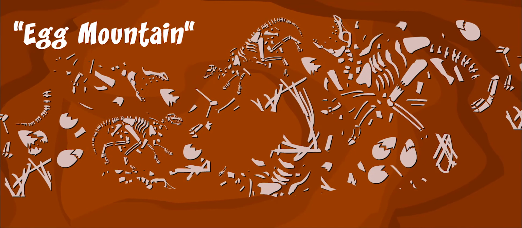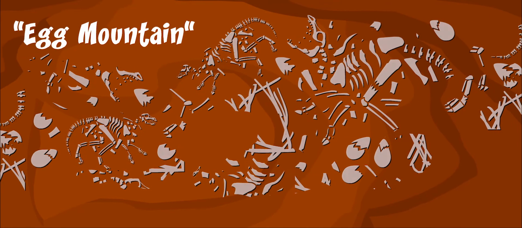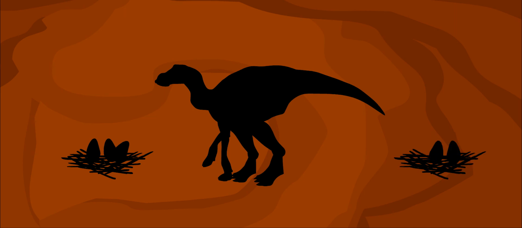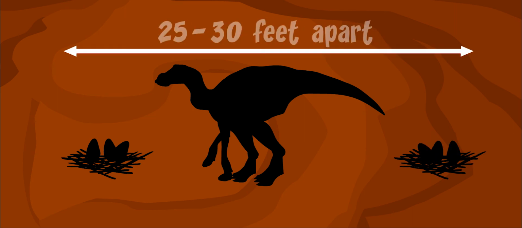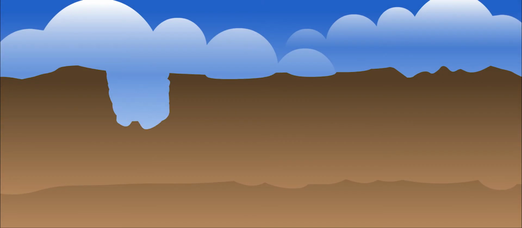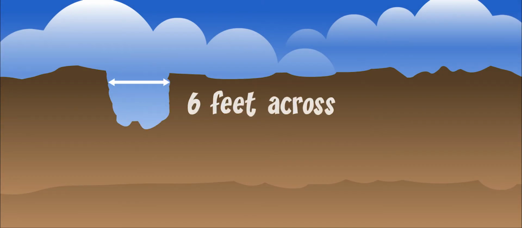About 10,000 maiasaur fossils were found together in one place. Paleontologists call this bone bed Egg Mountain. The adult maiasaur were found by their nests, near their eggs and babies. Their nests were about 25 to 30 feet apart, about the length of an adult maiasaur. There were holes dug in the ground, about 6 feet across.